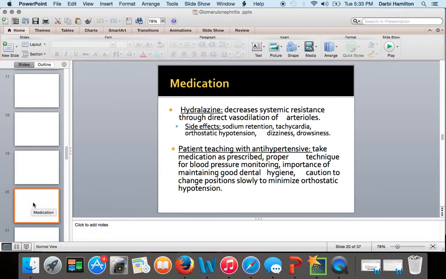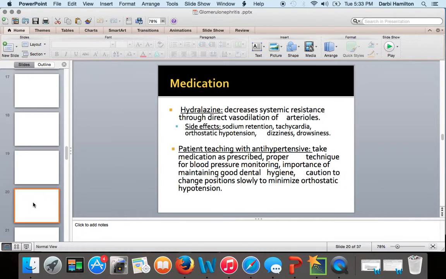Another blood pressure medication that could be used is hydralazine. Its action is it decreases systemic resistance through direct vasodilation of arterioles. Side effects include sodium retention, tachycardia, orthostatic hypotension, dizziness, and drowsiness.